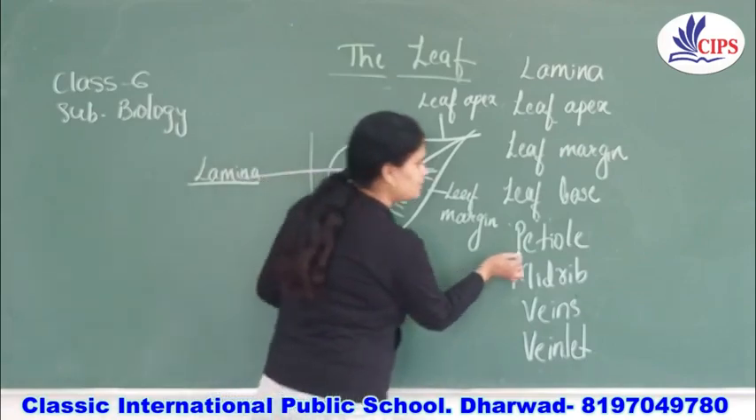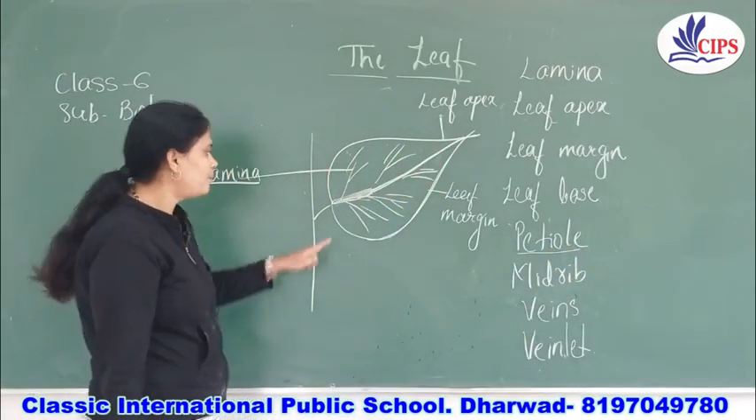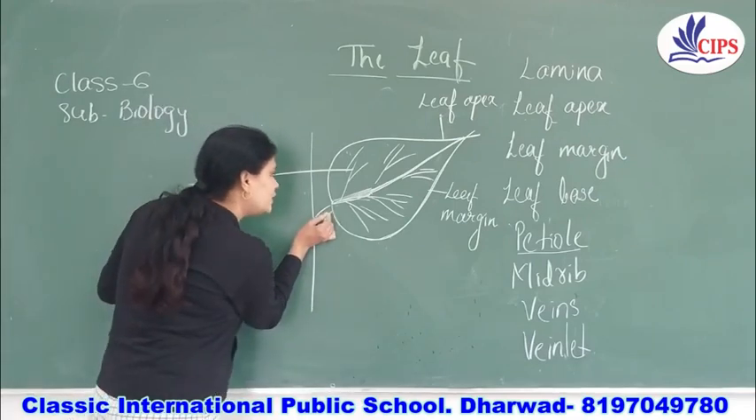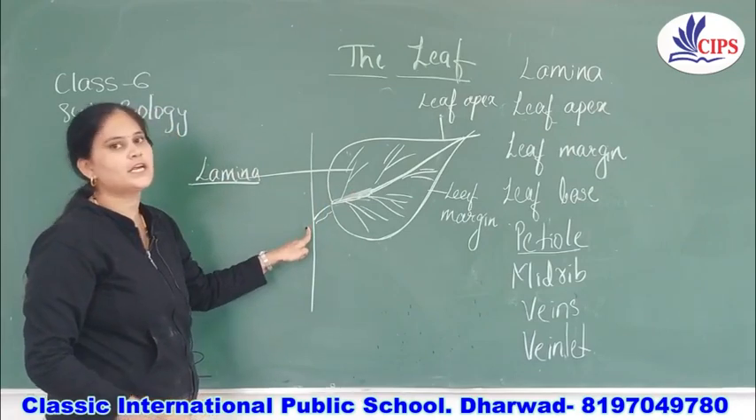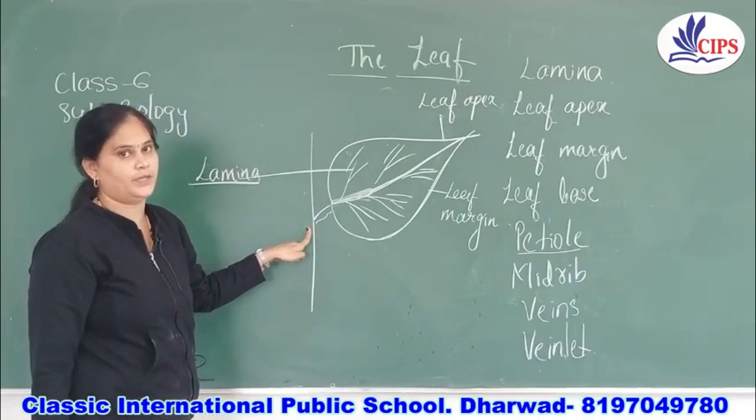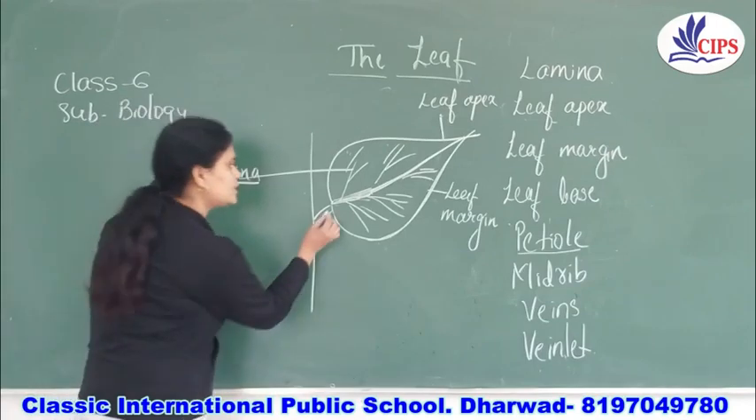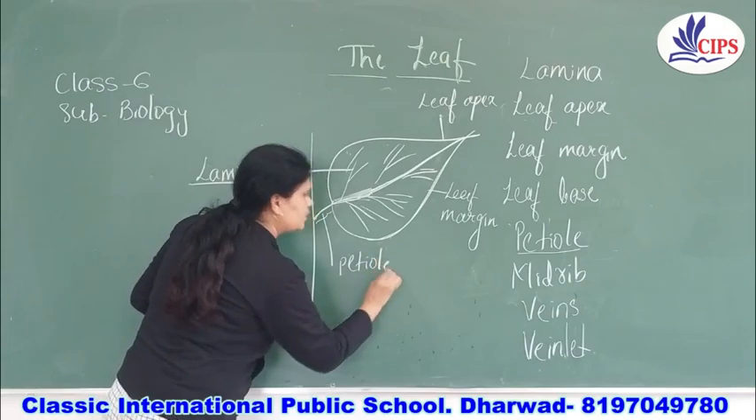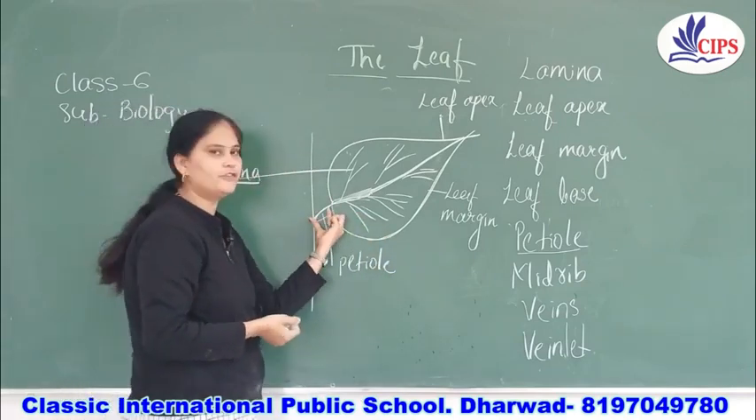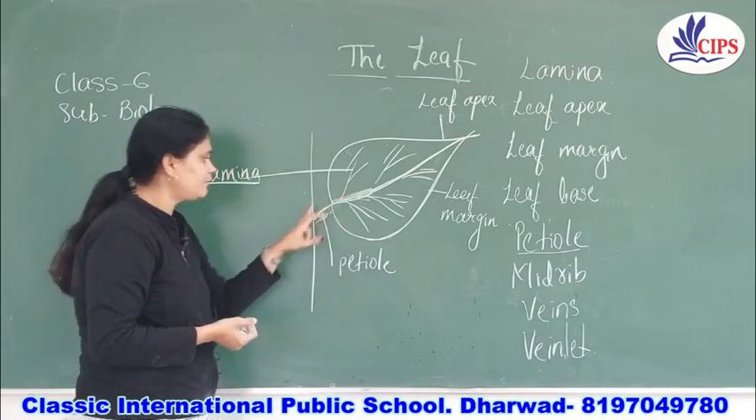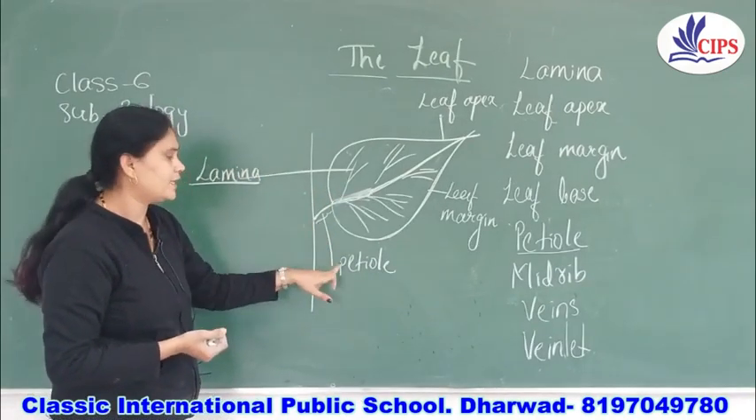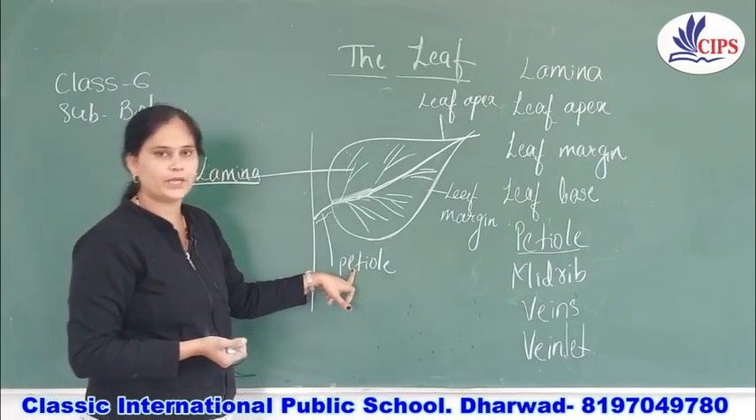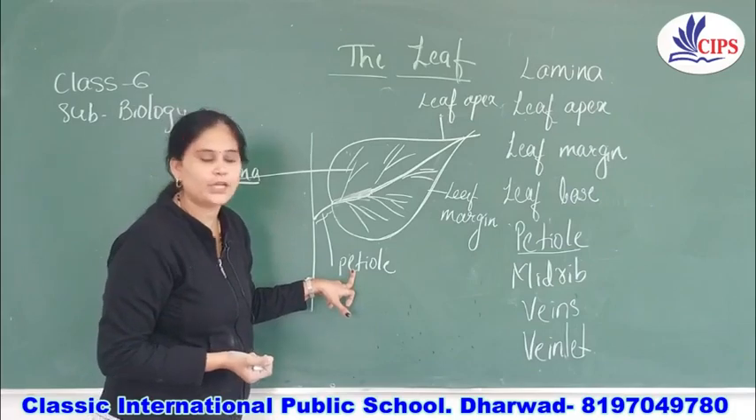Now another term is petiole. The petiole is the stalk of a leaf, from which the leaf is attached to the stem. What is petiole? It is the stalk of the leaf by which the leaf is attached to the stem. Please remember this word, because often in biology we will deal with the petiole.